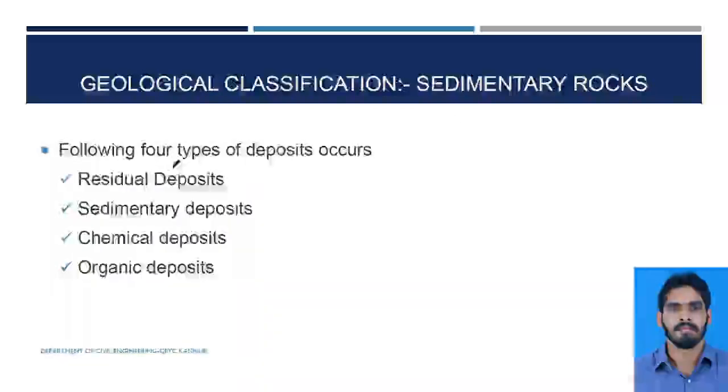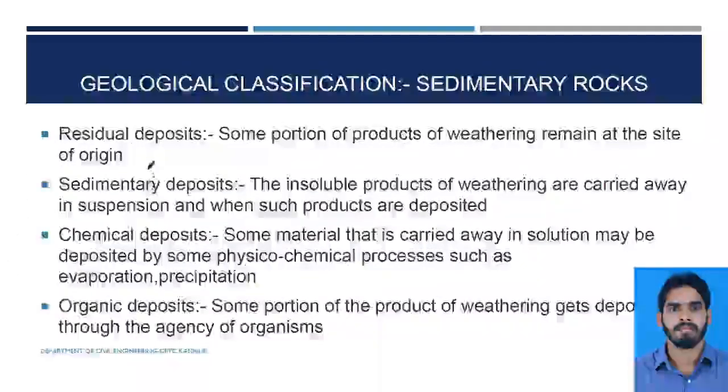The following are 4 types of deposits that occur: residual deposit, sedimentary deposit, chemical deposit, organic deposit. Under the sedimentary rocks, there are 4 types of deposits. First, what is a residual deposit? Some portion of the products of weathering remains at the site of origin.